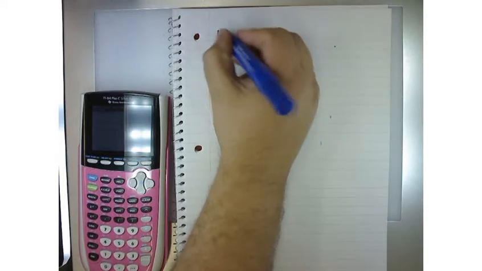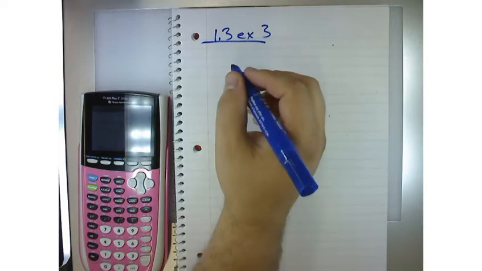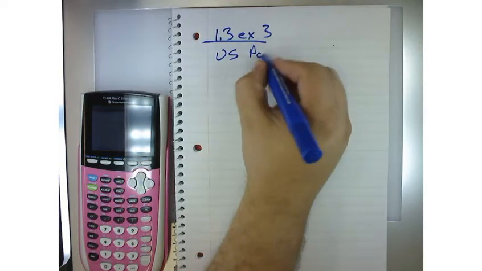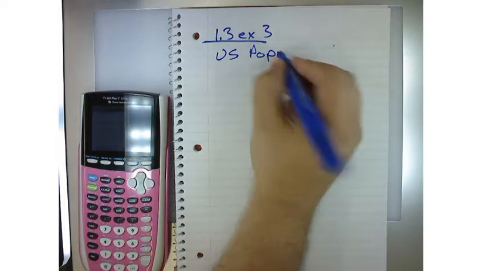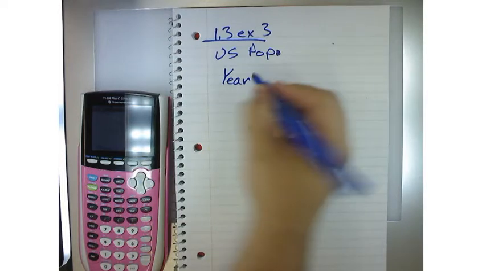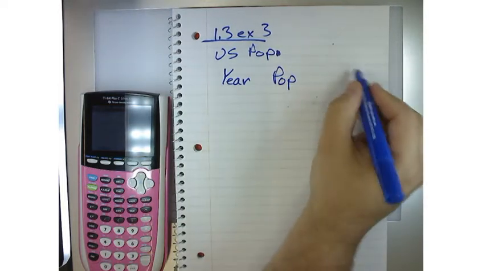For 1.3, example number 3, we have a table of the U.S. population, and that table looks sort of like this. So we have the year, we have the population in millions, and then we have a ratio.